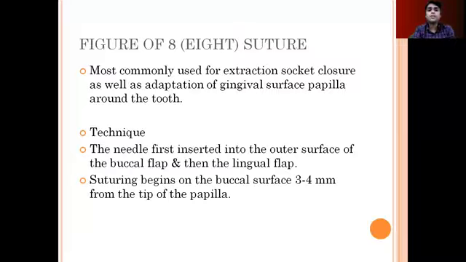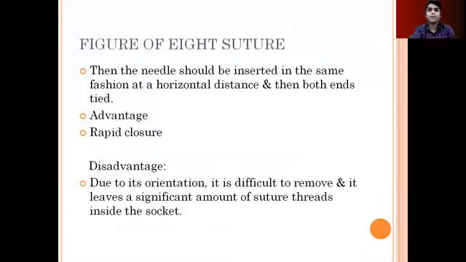The needle is first inserted into the outer surface of the buccal flap and then the lingual flap. Suturing begins on the buccal surface 3 to 4 mm from the tip of the papilla. For the figure of 8, the needle should be inserted in the same fashion at a horizontal distance and both the ends are tied. Its advantages are rapid closure. Disadvantages are that due to its orientation, it is difficult to remove and it may leave a significant amount of the suture material within the socket.